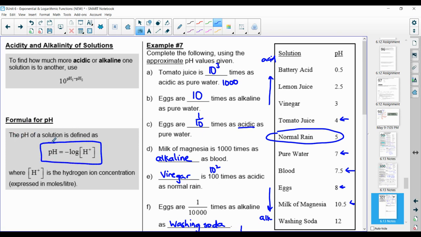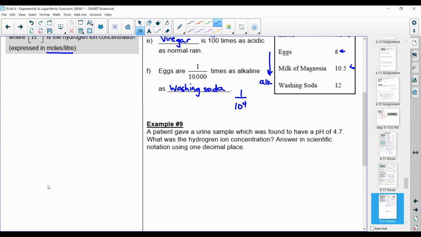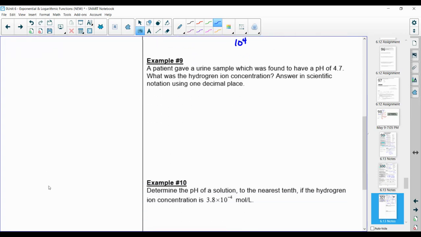So the pH of a solution is defined as pH equals negative log of H positive. And H positive is the hydrogen ion concentration, and the units are moles per liter. Now, if you took Chemistry 30, you've seen this formula, you've used it probably a few times. So let's take a look at a couple examples here.